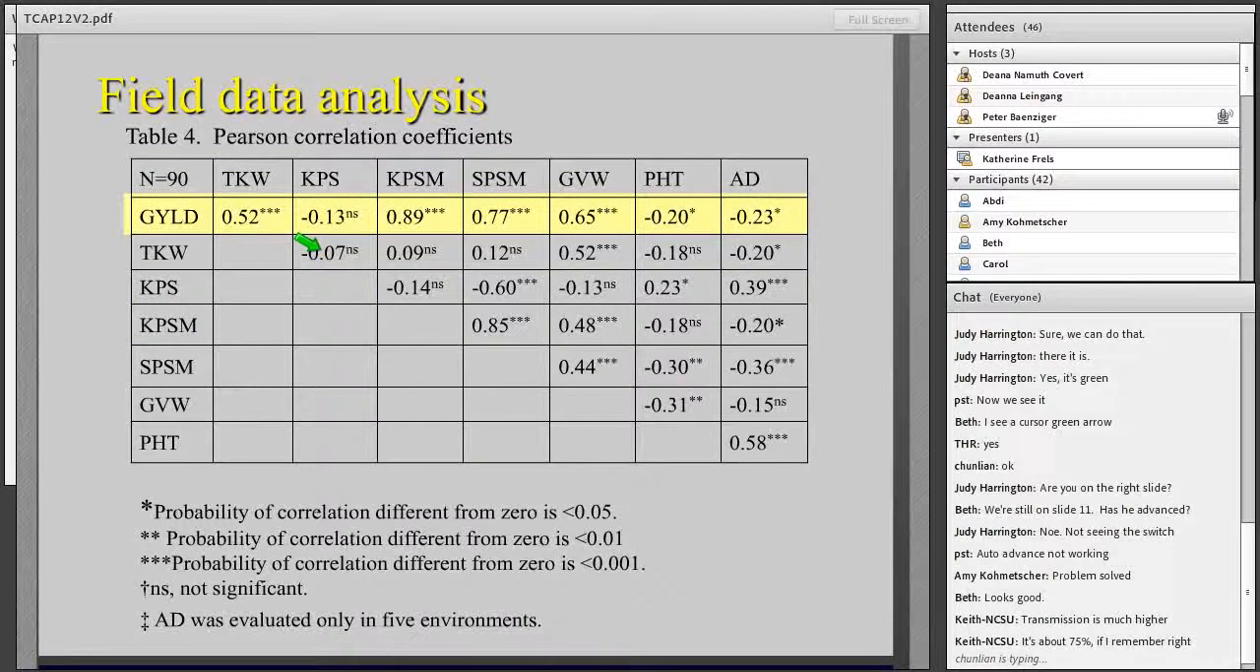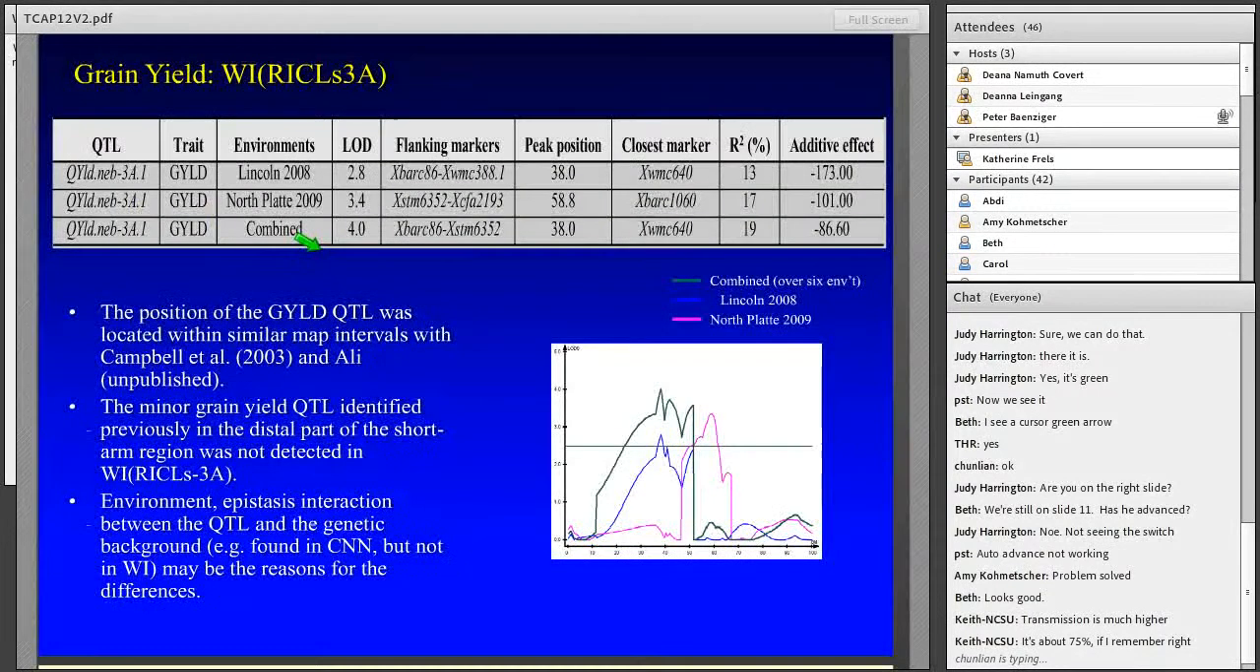If you look at grain yield, now we do correlations. Why? Correlations would show you if you have linked traits, and it would also show you if you have pleiotropic traits. Grain yield, 1,000 kernel weight. Again, that relates to the heavier seed. Kernels per spike, or kernels per square meter. Spikes per square meter. Again, you can start figuring out what's causing the grain yield differences.